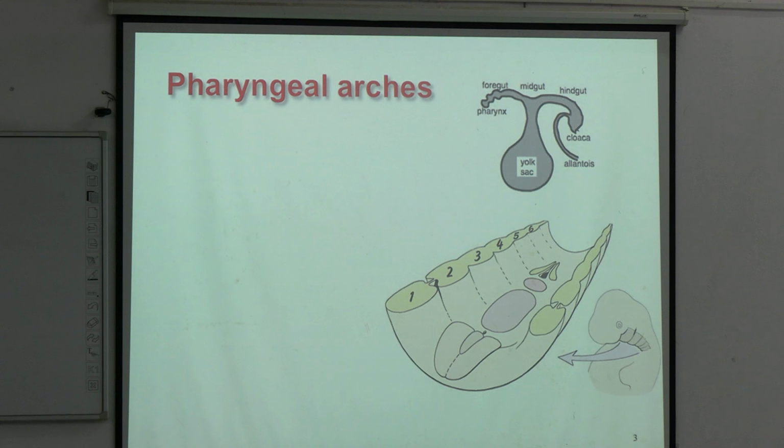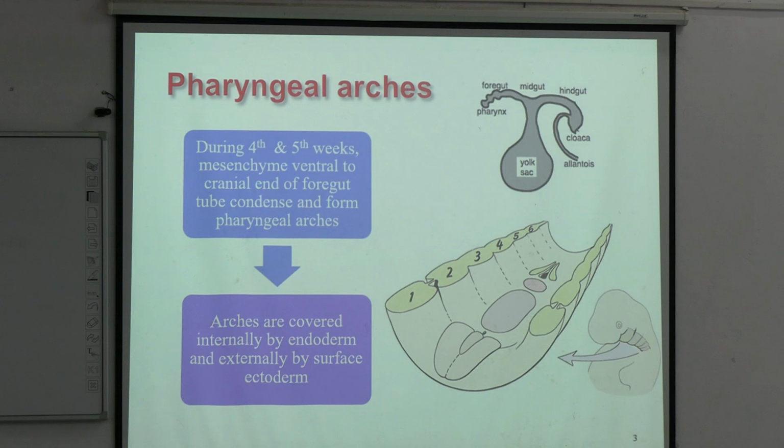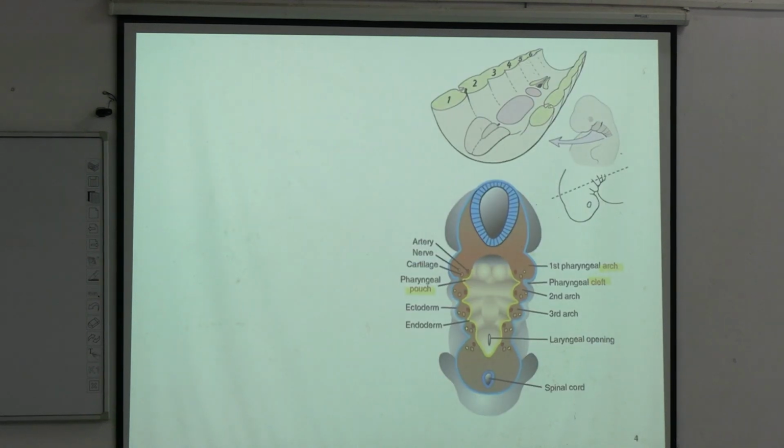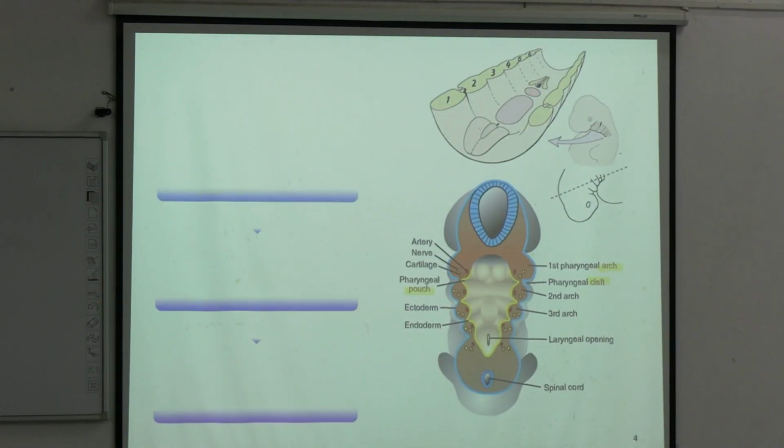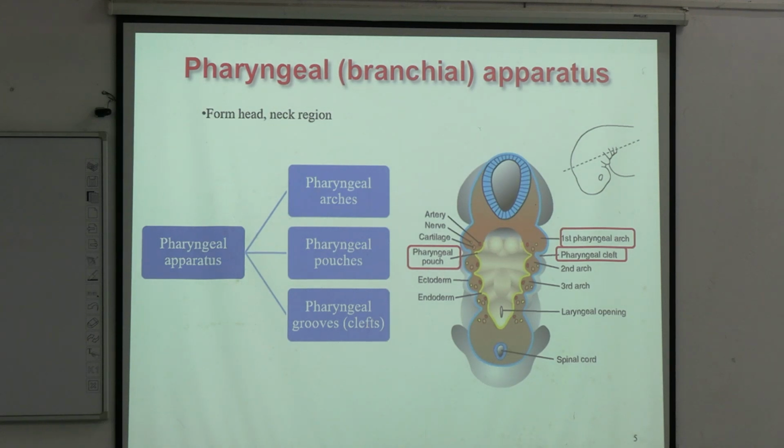We give them other names, like we call them pharyngeal clefts on the ectodermal side, and on the endodermal side we call them pharyngeal pouches. So all 3 together, they are constituting the developing system, we call them the pharyngeal apparatus.